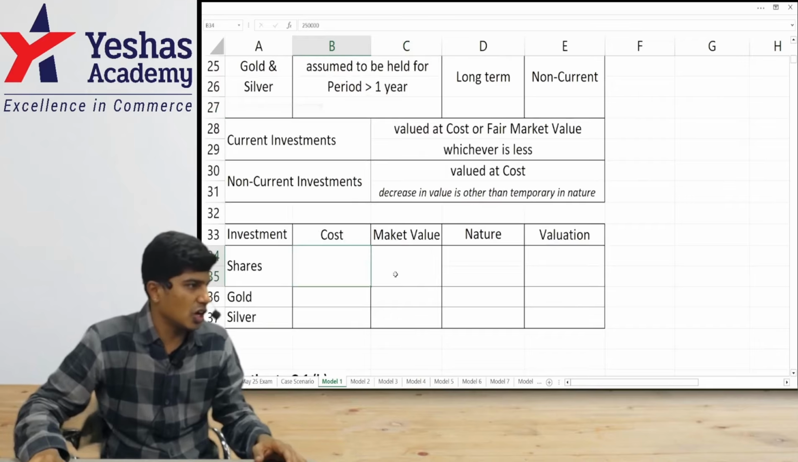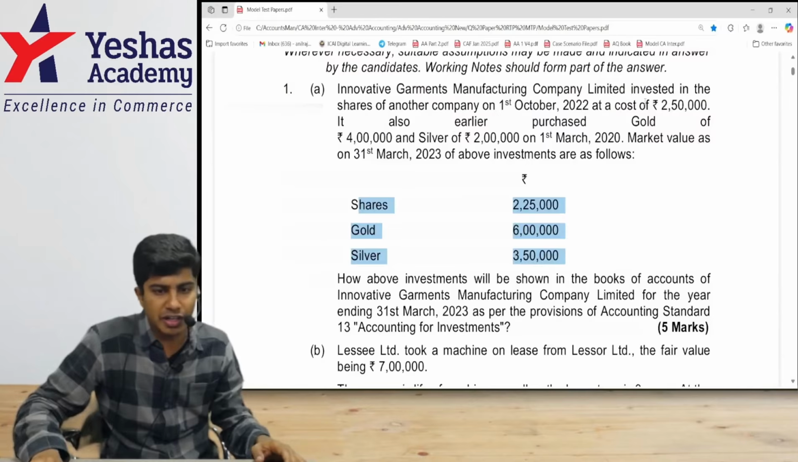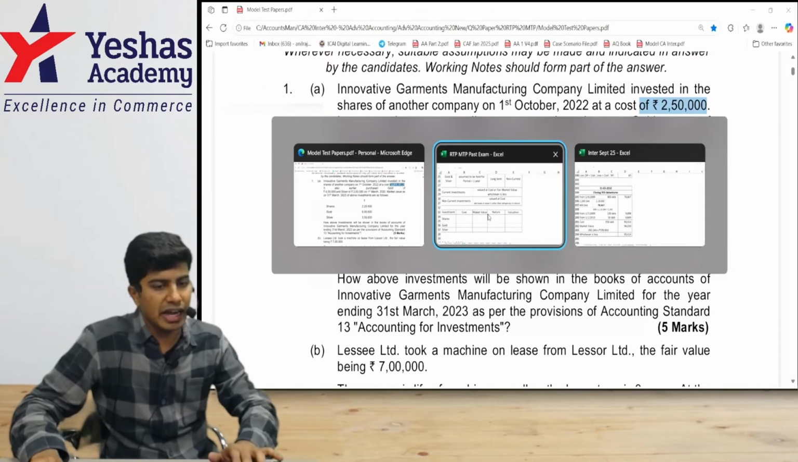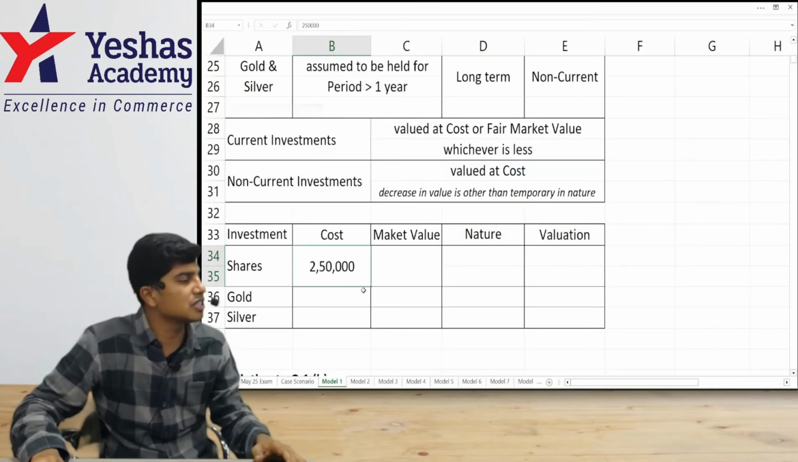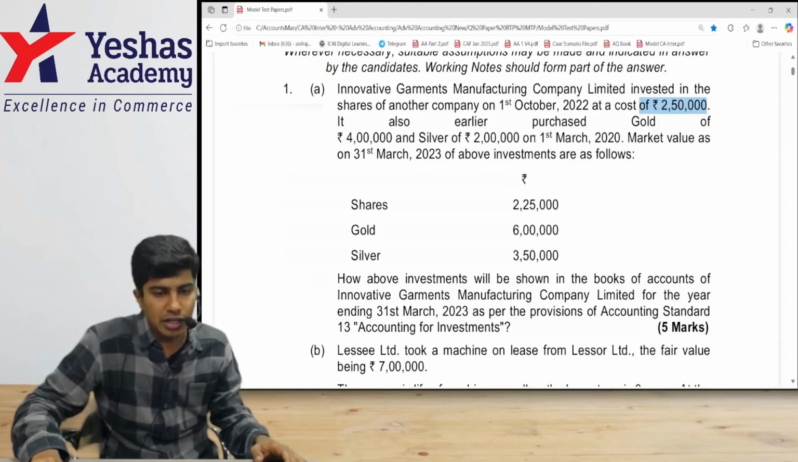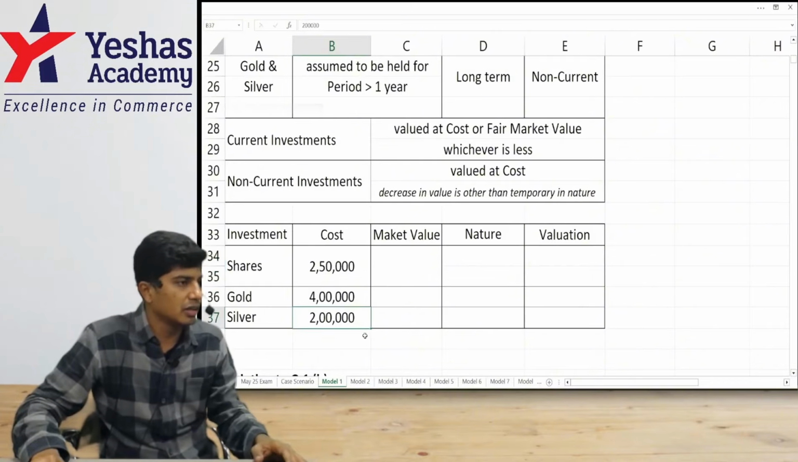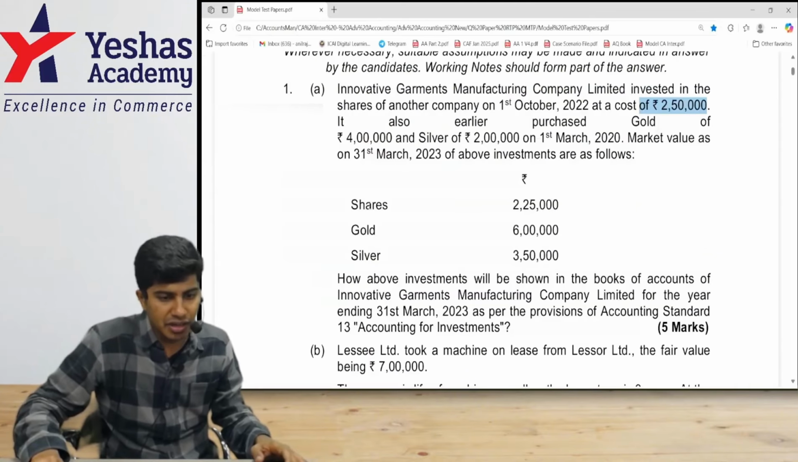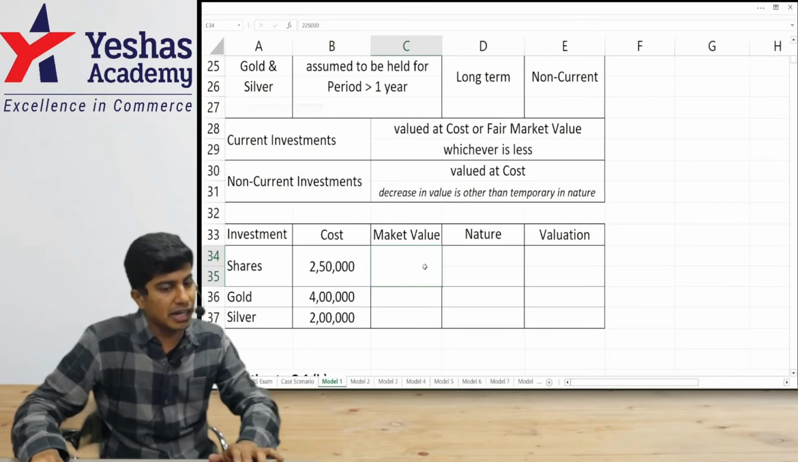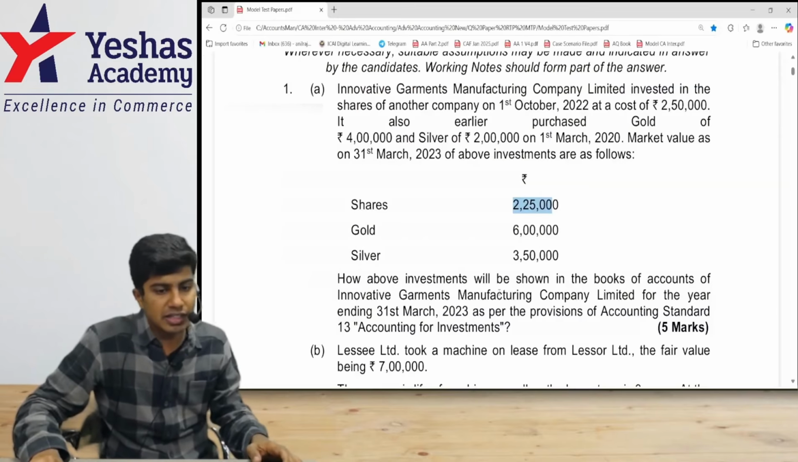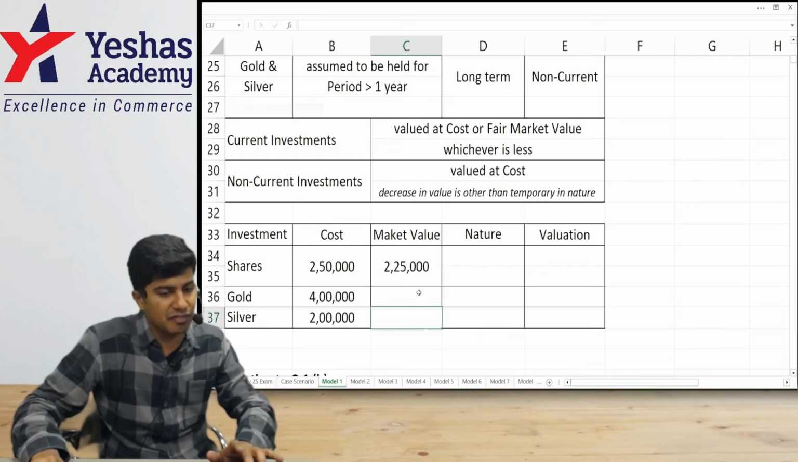So they've given us the cost of the investments. Shares were bought at the cost of 2 lakh 50. I will write shares 2 lakh 50 is the cost. And gold and silver: gold 4 lakh, silver 2 lakh. And market price. They've given us that the share market price is 2 lakh 25. Am I right? Market price is 2 lakh 25. Gold and silver 6 lakh and 3 lakh 50.